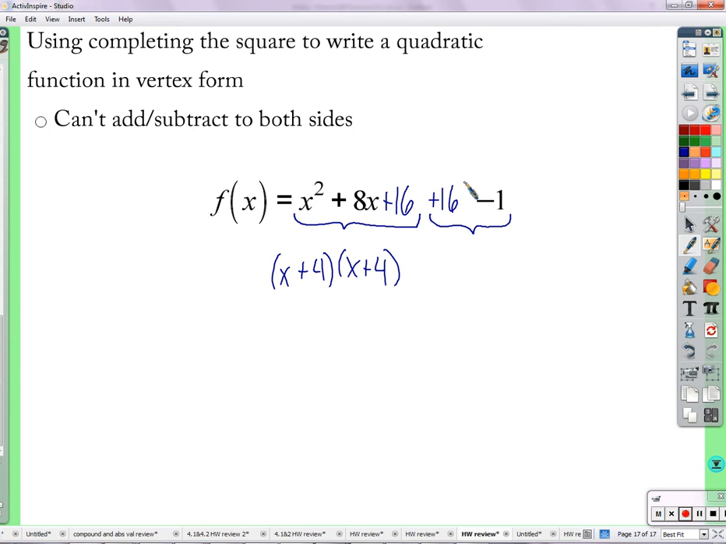No, just right. If you think about it, if I add 16 to this side and then subtract 16, it's the same as if I just subtracted 16, because what's 16 minus 16? 0. So it's the same. It's x squared plus 8x minus 1. But if I take this 16 as part of this, I'll get my x plus 4 squared minus 17. Negative 17 is my minimum. So my vertex is at negative 4, negative 17.